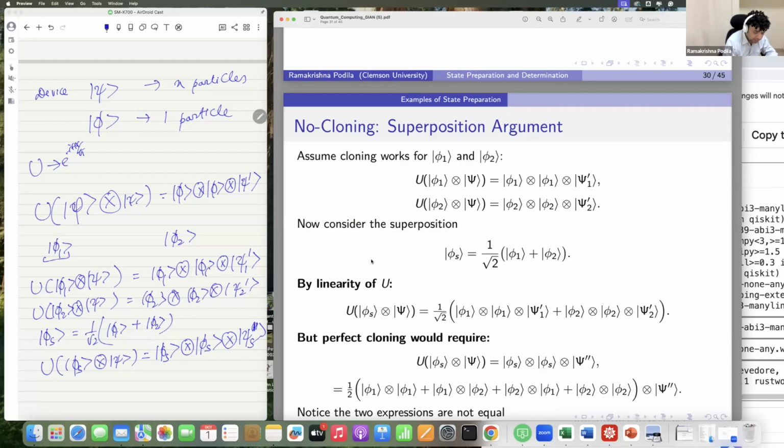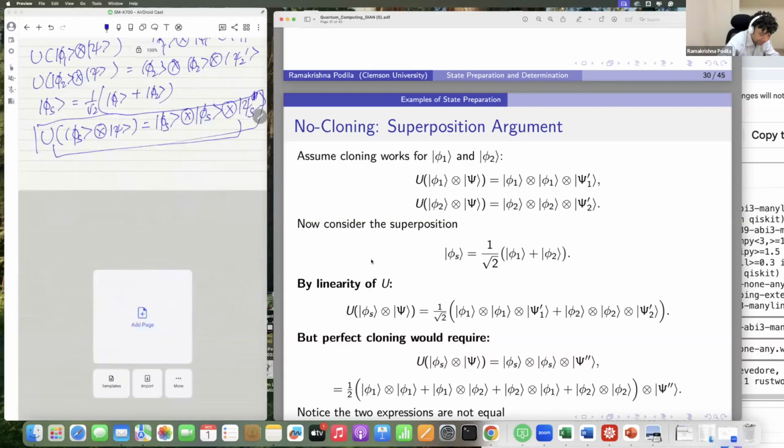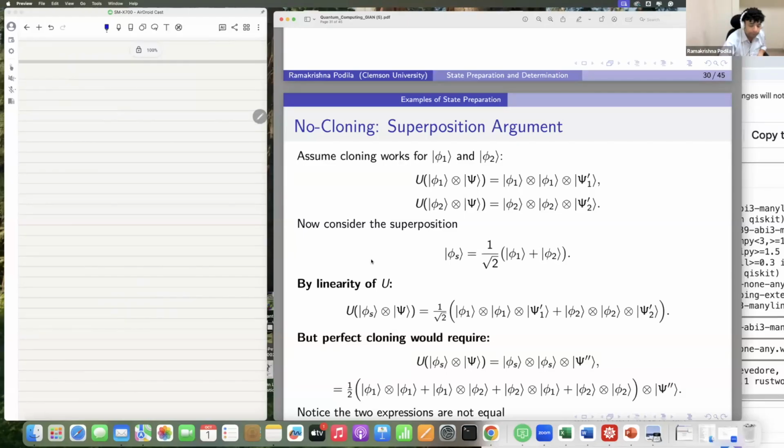So what we show is that now we should get this. This is what we want to get when we clone a superposition state. But quantum mechanics is linear. So let's hold on to this relationship that I'm going to put in a box. We'll keep this aside, and then we will do this math in a different way, by expanding out what the superposition is. So when I do U of phi s with the device in psi, this U is a linear operator, which means that I can write this as U of 1 over square root 2 phi 1 plus 1 over square root 2 phi 2, with the device being in psi.